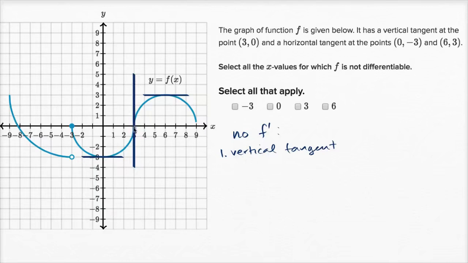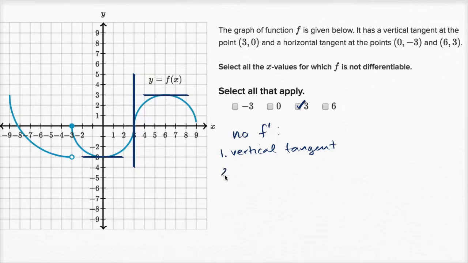And they tell us where we have a vertical tangent in here, where x is equal to 3. So f is not differentiable at x equals 3 because of the vertical tangent. You might say, what about horizontal tangents? No, horizontal tangents are completely fine. Horizontal tangents are places where the derivative is equal to 0. So f prime of 6 is equal to 0. f prime of 0 is equal to 0.